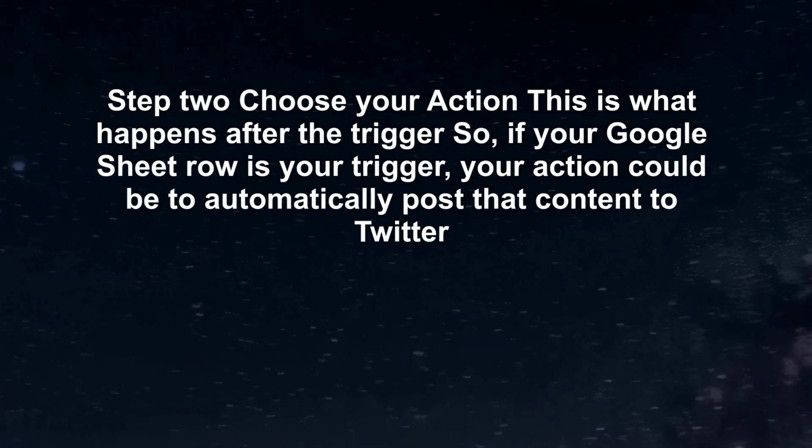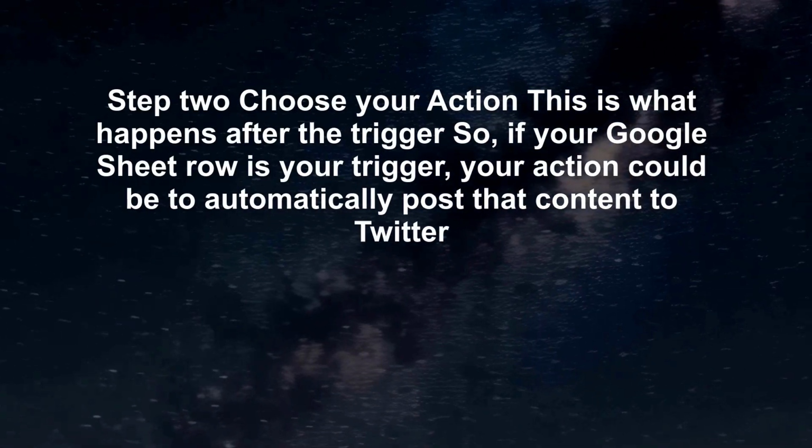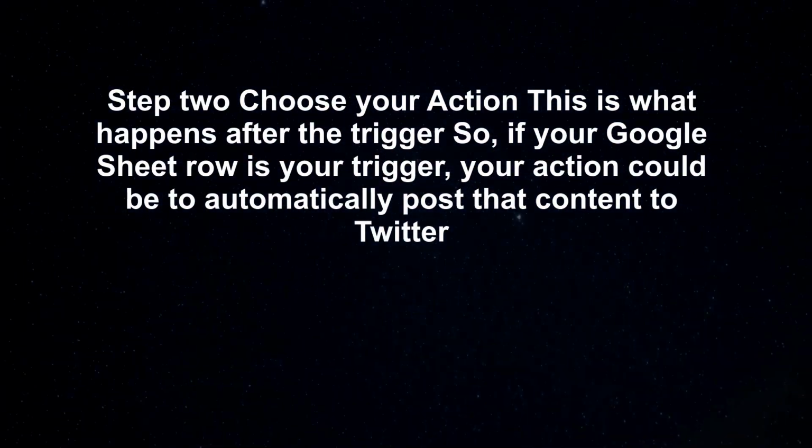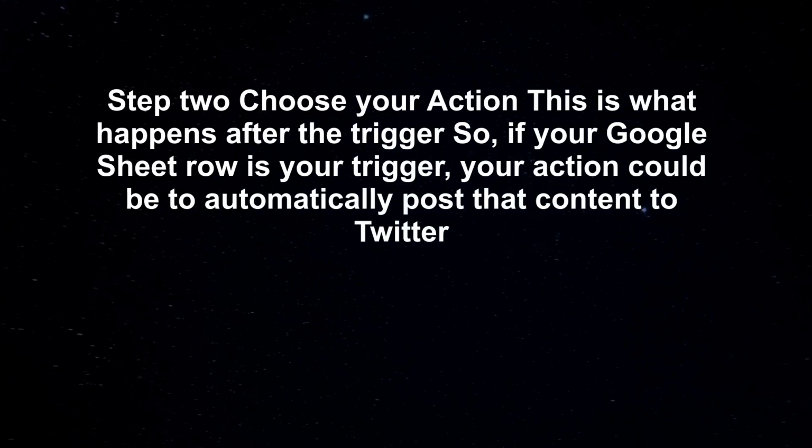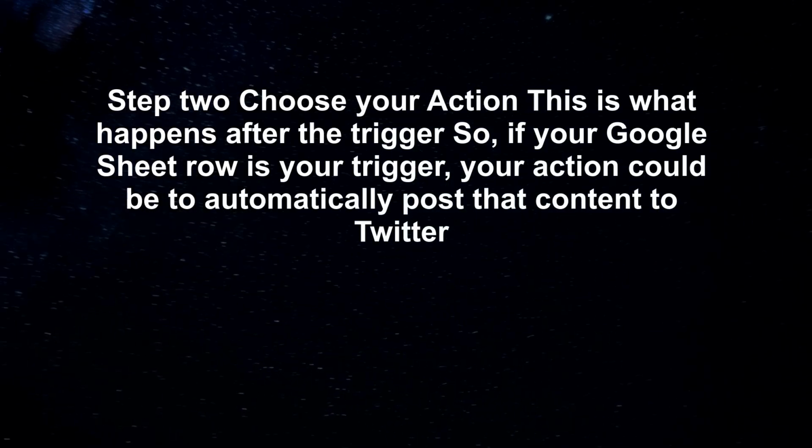Step 2, choose your action. This is what happens after the trigger. So, if your Google Sheet row is your trigger, your action could be to automatically post that content to Twitter.